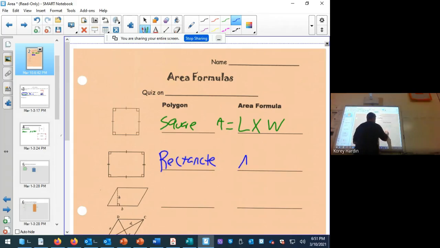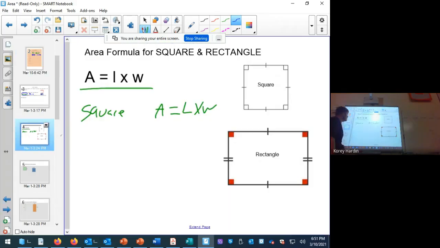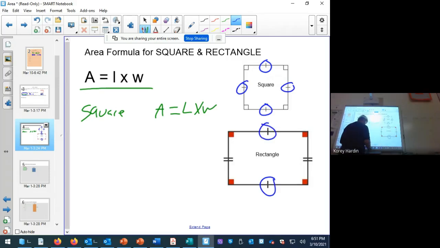Our formula is A equals L times W. So that's our two formulas for those shapes. Okay? So you'll notice these. What this means is all the sides are equal in a square. In the rectangle, you'll notice these two sides are equal, and then you'll notice these two sides are equal. Okay? The red boxes also mean that they are at right angles.